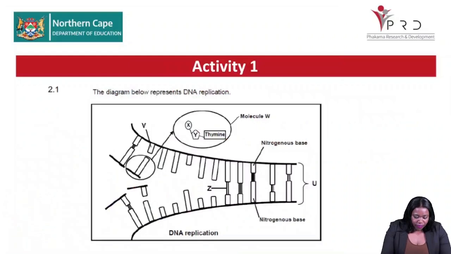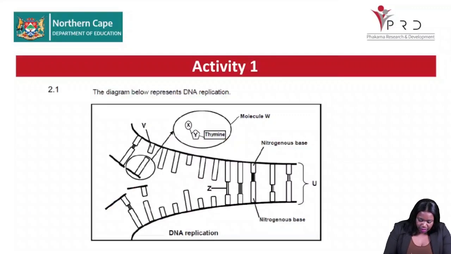All right, let's have a look at an activity. We have activity 2.1. It says the diagram below represents DNA replication. Okay, let's have a look at the parts that were not labeled. So we can see that here we have X and Y. So Y would be our sugar because it is bonded to the thymine. X will be the phosphate. So because Y is bonded to the thymine, it means that V is the adenine.